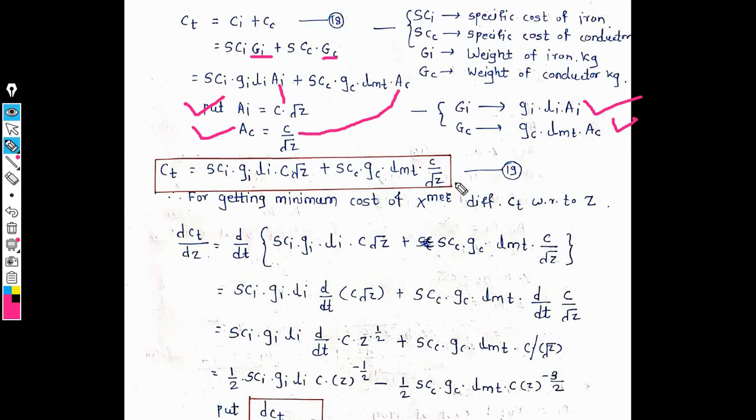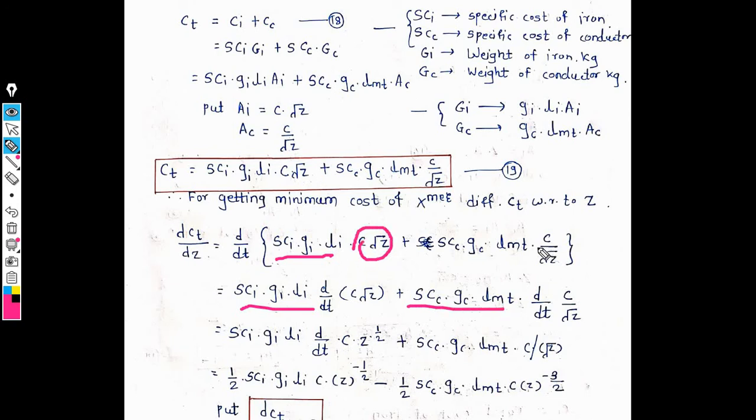Now differentiating with respect to Z. Okay, now equation number 19, differentiating CT, that means CT with respect to Z. Then dCT is equal to d upon dZ of this equation as it is. Now this constant parameter is taken outside. Only this parameter is very important for differentiation.